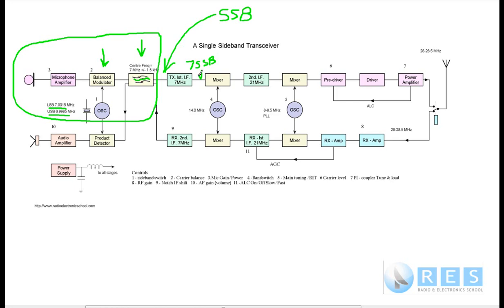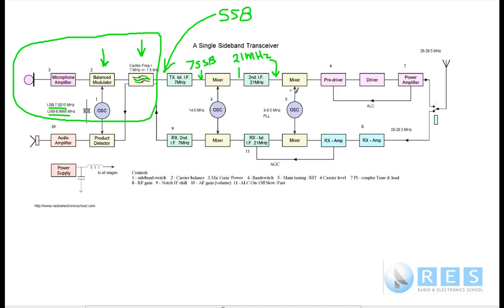At that point, we're going into a mixer, and the oscillator feeding that mixer is on 41 megahertz. So F1 plus F2 is going to be on 21 megahertz. It's still our single sideband signal, but it's now been amplified and frequency changed. We're going to amplify it again, so we're going to have exactly the same thing there. It's just going to be bigger.